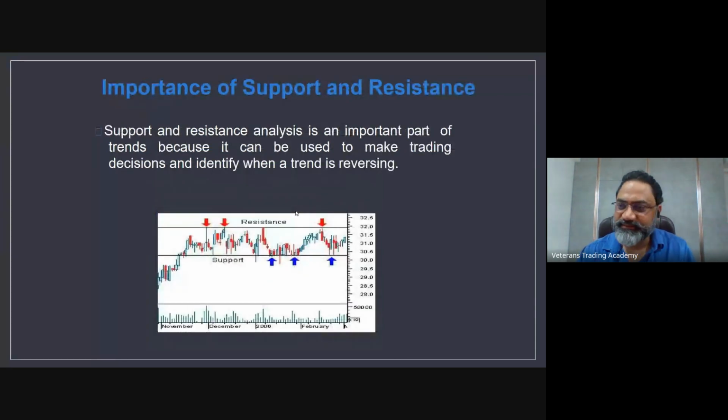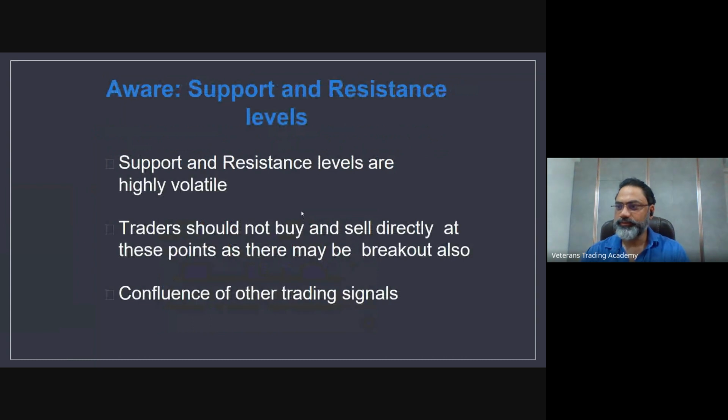Support and resistance are very important and should be analyzed, because this is an important part of a trend, which we'll cover subsequently, and an important part of trend reversal also. The support and resistance levels are highly volatile. Traders should not just buy thinking, okay, last time it took support at 50 rupees, so this time again it will come to 50 rupees and I'll buy. It should not be like that, because there are breakouts also, which we'll cover later.